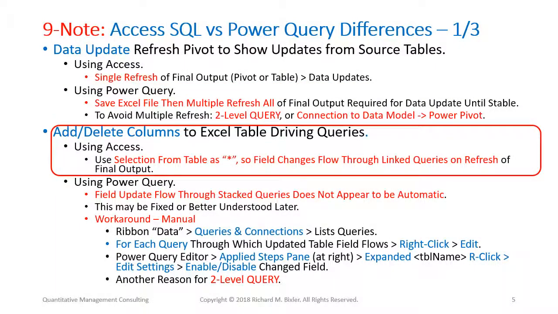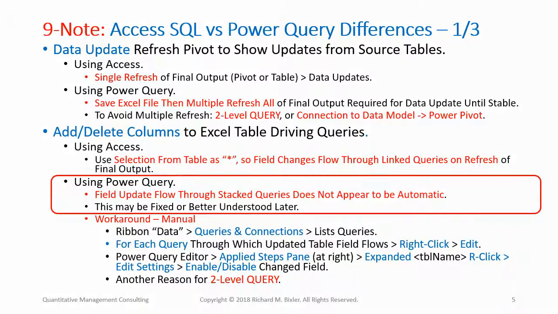Next difference is about adding or deleting columns in the Excel structured tables. We use select star in Access SQL so that field changes will cleanly flow through to the end result pivots on refresh of the pivots. Using PowerQuery, flow through does not appear to be automatic. I think this is a property of its underlying SQL Server Analysis Services engine, but not sure. It may become better understood or even fixed later.